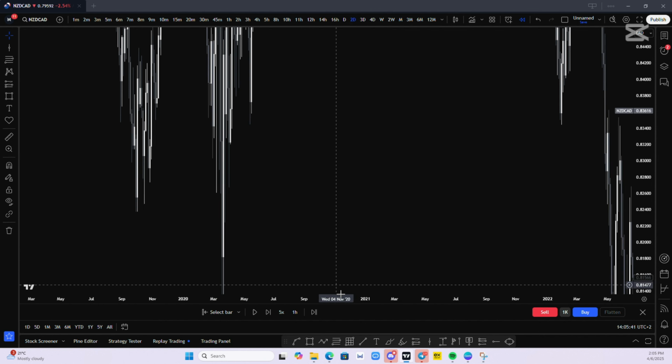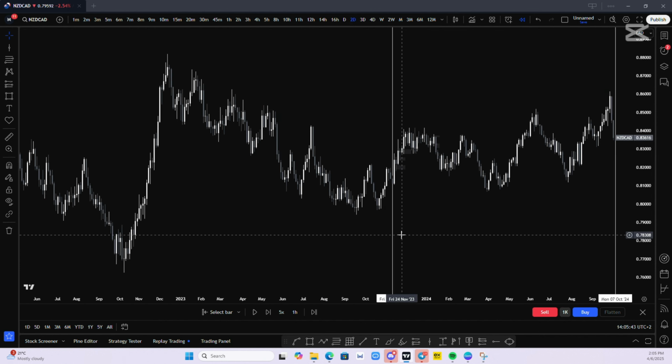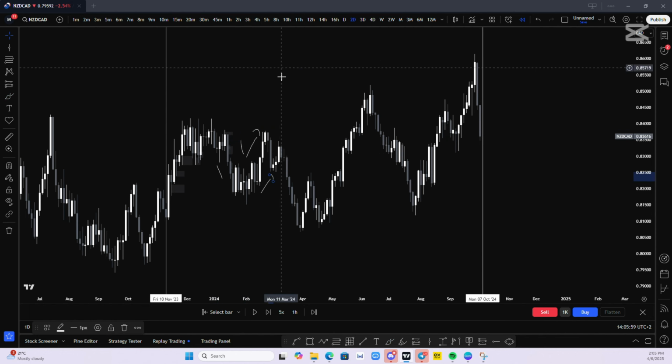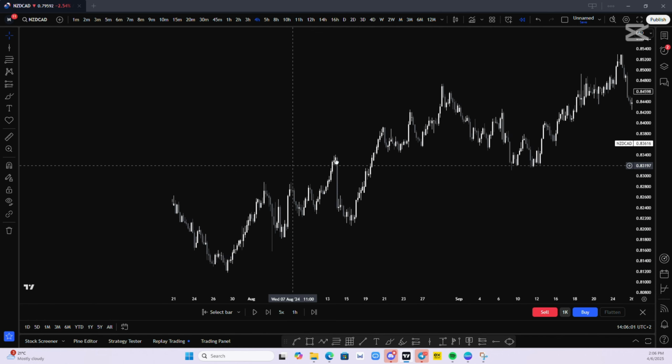Here on our 2-day chart, we can see that price kept on pushing to the downside, and then there's a time whereby price changed character from this bearish trend to a bullish trend. So now let's move back to our 4-hour chart and let's see what we have.